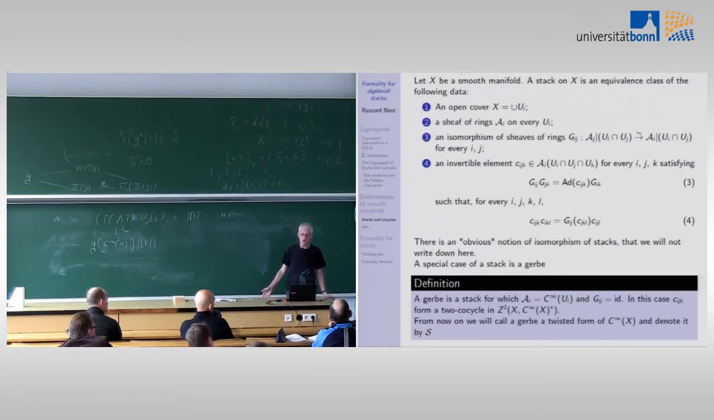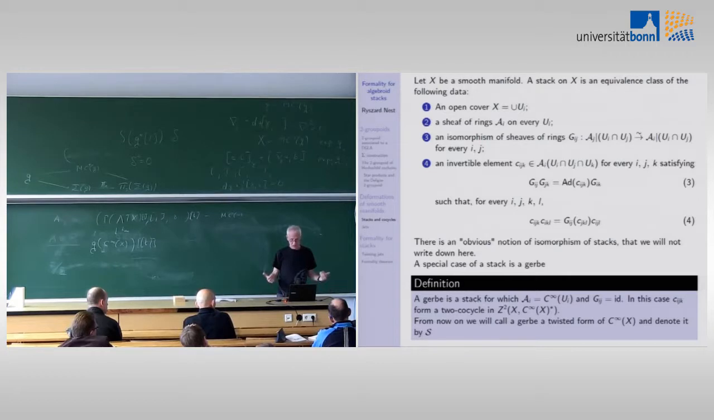There's an obvious notion of isomorphism of stacks, or morphism of stacks, and the best way to understand it is to sit down, close yourself in your room, make sure nobody looks at you, and try to formulate it, because formulas become long. But they don't really introduce any more problems.